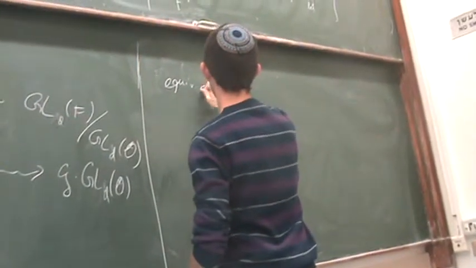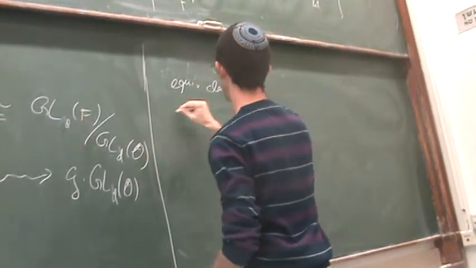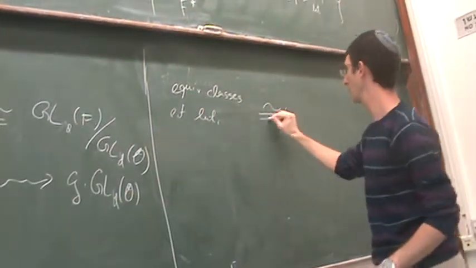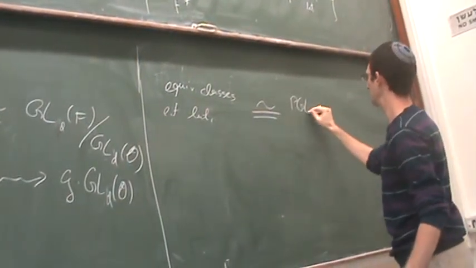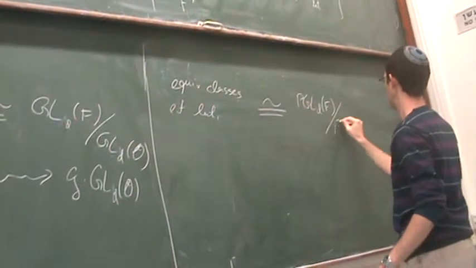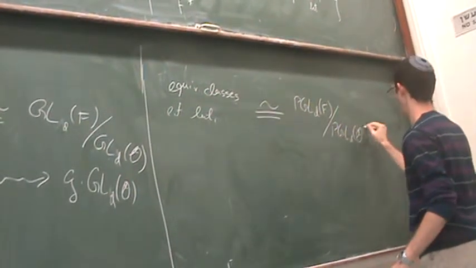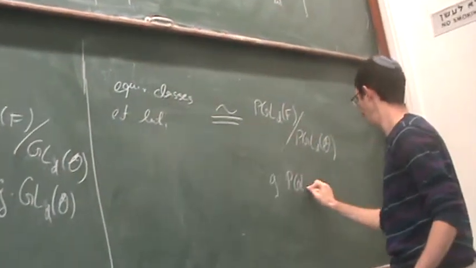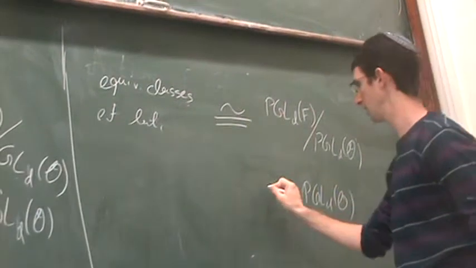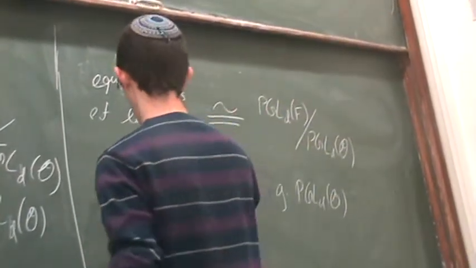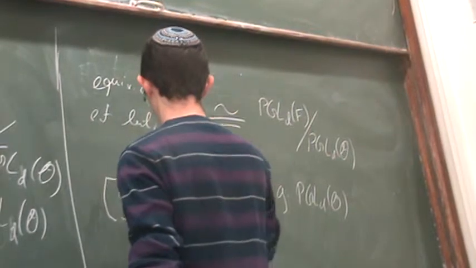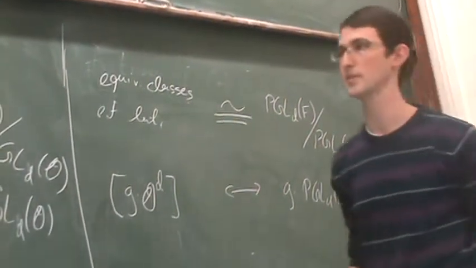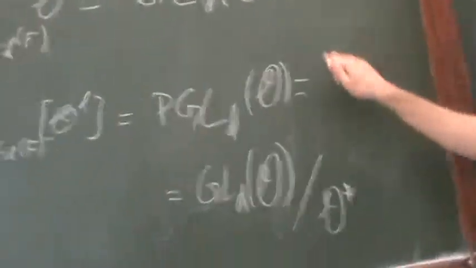Equivalence classes of lattices is the same thing as PGL_d(F) over PGL_d(O). Again, the coset g times PGL_d(O) corresponds to the equivalence class of g times O^d. So this is clear because of this stabilizer thing.